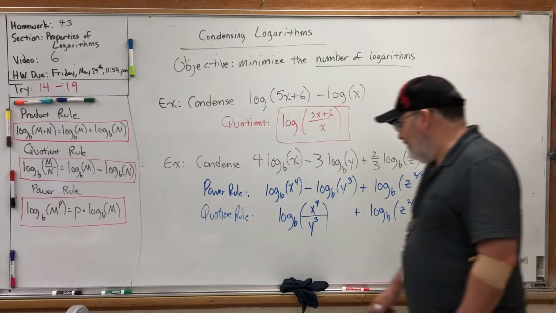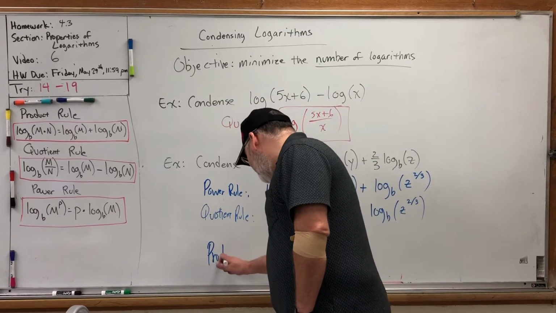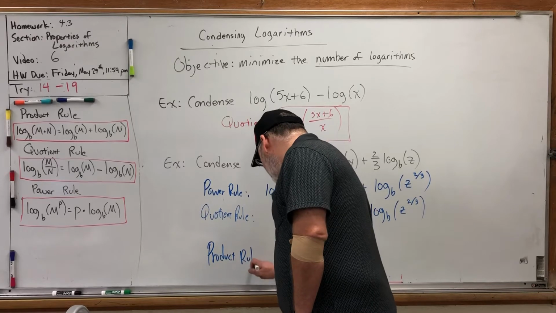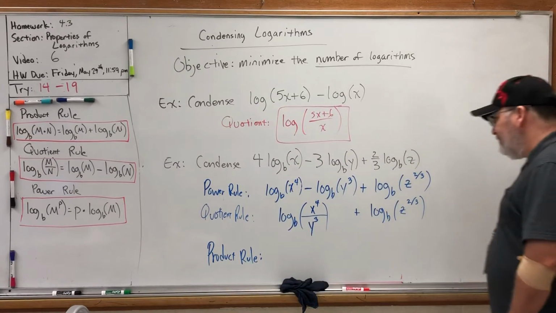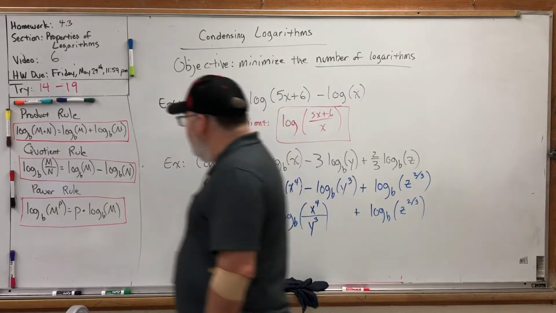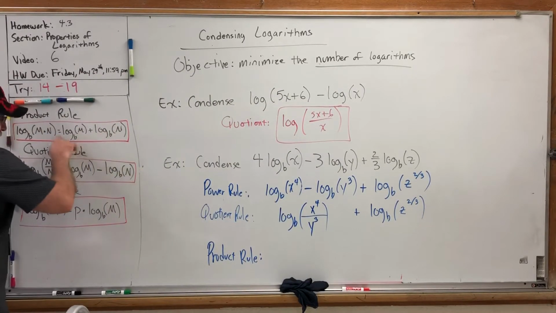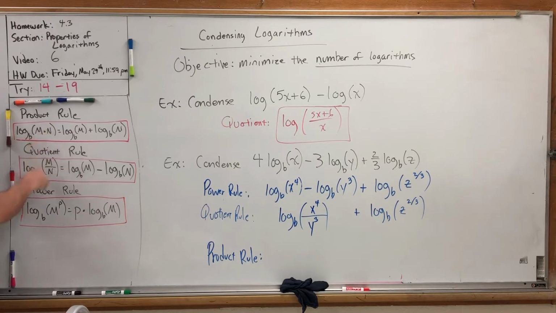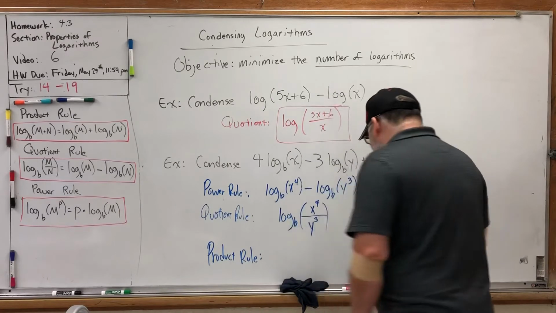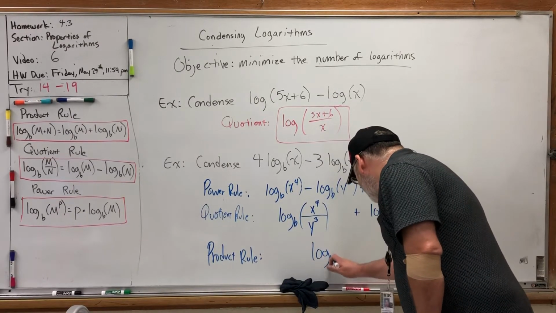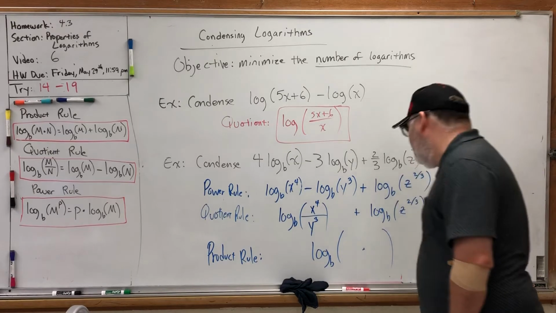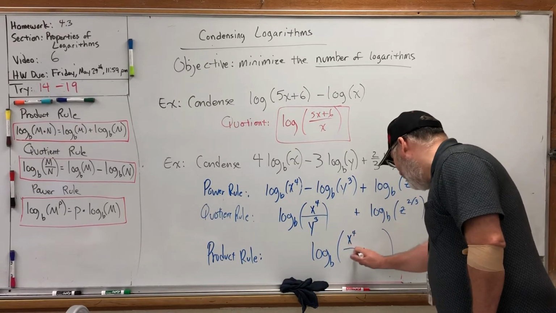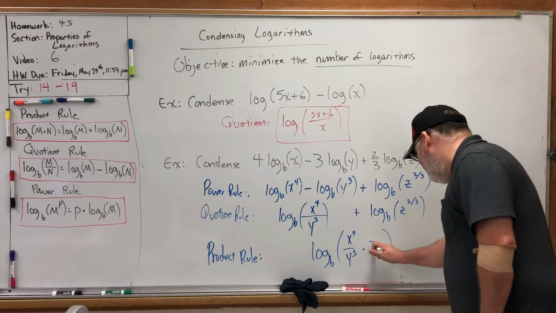But I want to finish condensing this because now it's just the sum of 2 logs, which means now we can use the product rule. And the product rule simply says, in reverse, the sum of 2 logs with the same base equals the log of the product of the 2 arguments. So I can condense these into one logarithm by simply multiplying the arguments. The first argument is x to the 4th over y to the 3rd. The second argument is z to the 2/3.